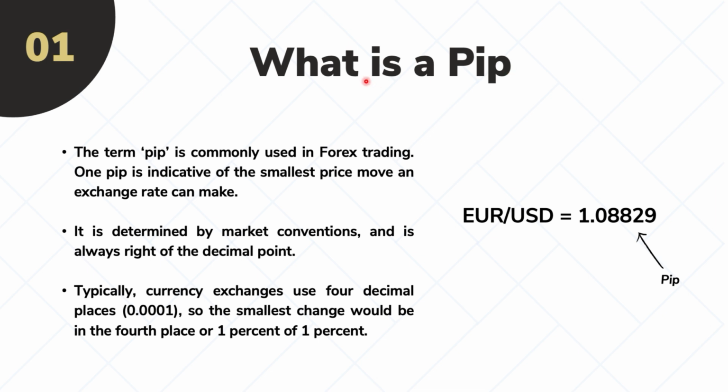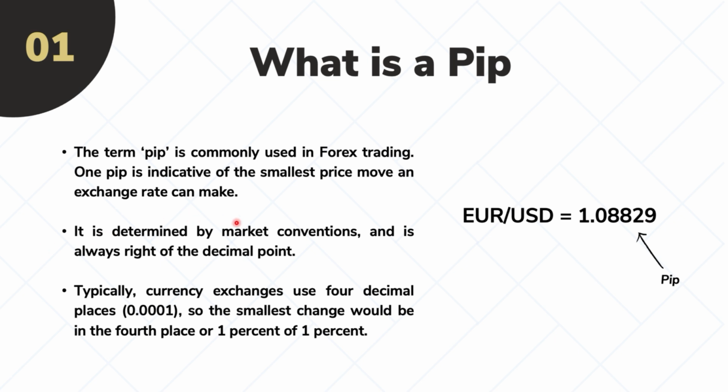First, let's talk about what a pip is. The term pip is commonly used in Forex trading, so with the Forex pairs, and one pip is indicative of the smallest price move an exchange rate can make. So if we want to go long, we want to collect pips. You want to take as many pips as possible, because the more pips you can grab or surf the wave with in the trading market, the more money you make.